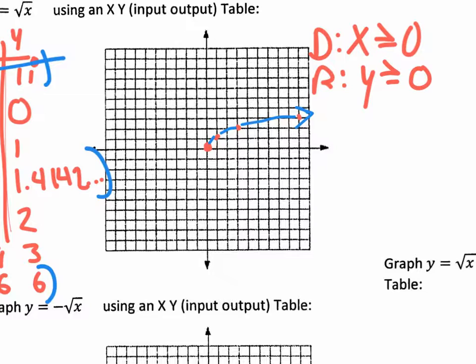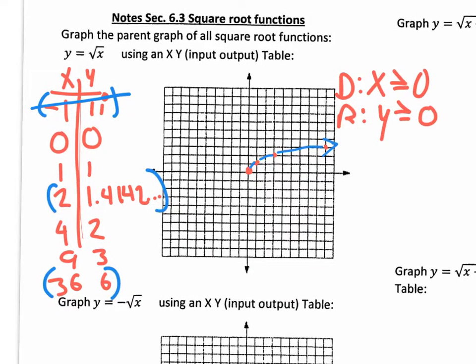Okay? Now, ladies and gentlemen, this is a very important graph. This is called the parent graph of all square root functions. This guy right here, y equals the square root of x, that's the parent graph of all square root functions. Now, what do I mean by parent graph? When parents have kids, the kids look like the parents, right? They have similarities in the way they look.